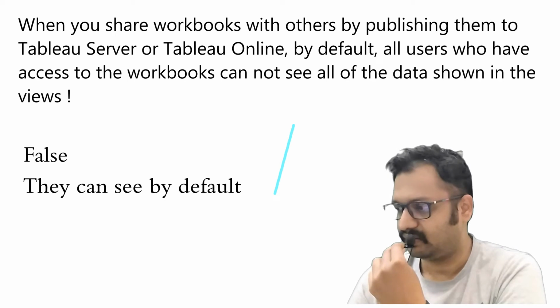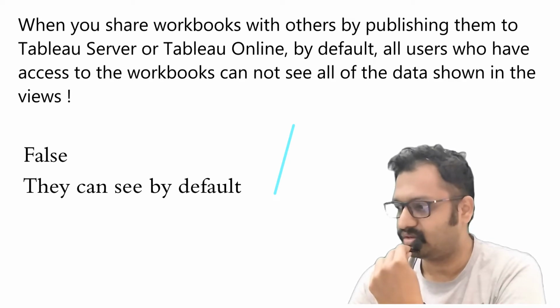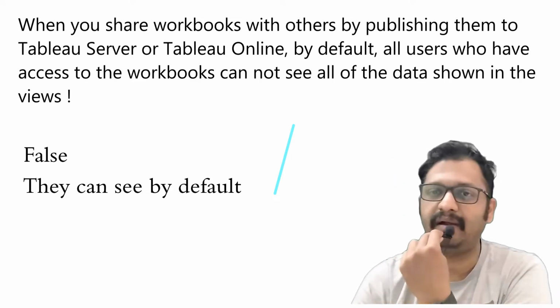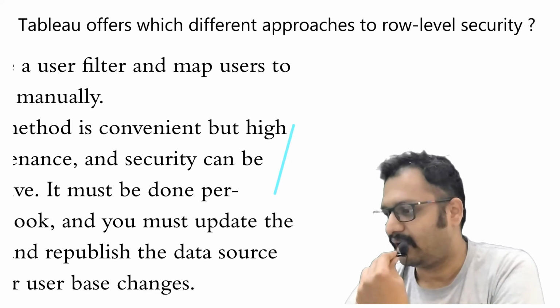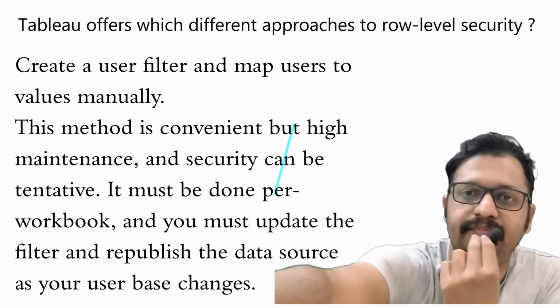Next question. When you share workbooks with others by publishing them to Tableau Server or Tableau Online, by default all users who have access to the workbook cannot see all of the data shown in the views. That is false. They can see it by default. Next question. Tableau offers which different approaches to row level security?